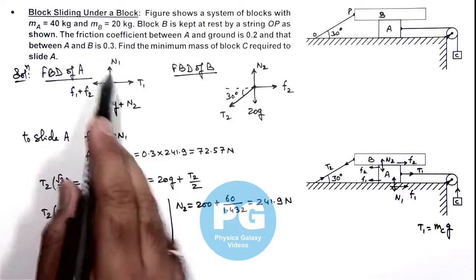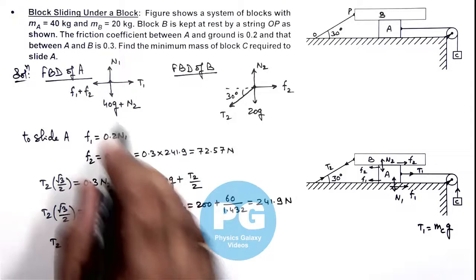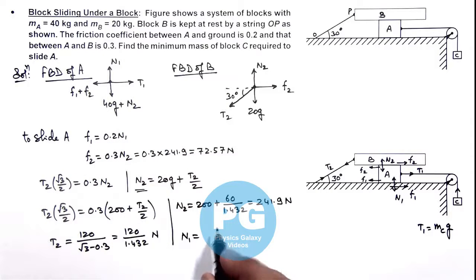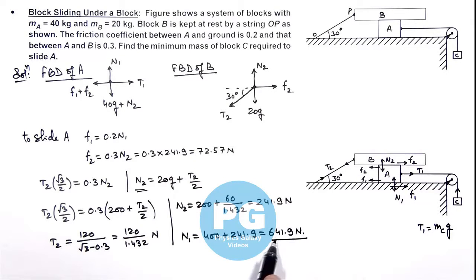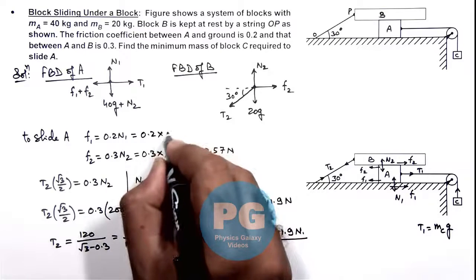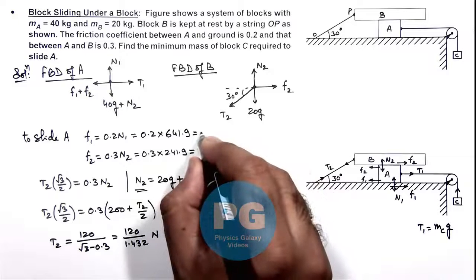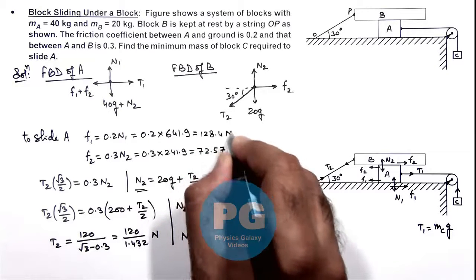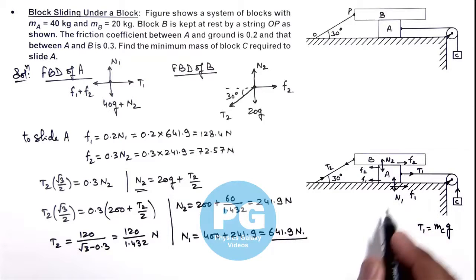If we have got the value of N2, we can apply the same for equilibrium of block A in vertical direction. That will give us the value of N1. So here we can see the value of N1 we are getting is 40 g plus N2. So this will be 400 plus N2, 241.9, and this equals 641.9 Newton. If we substitute the value of N1 over here, we'll get the value of this friction, 0.2 multiplied by 641.9, which on simplifying will give us 128.4 Newton.